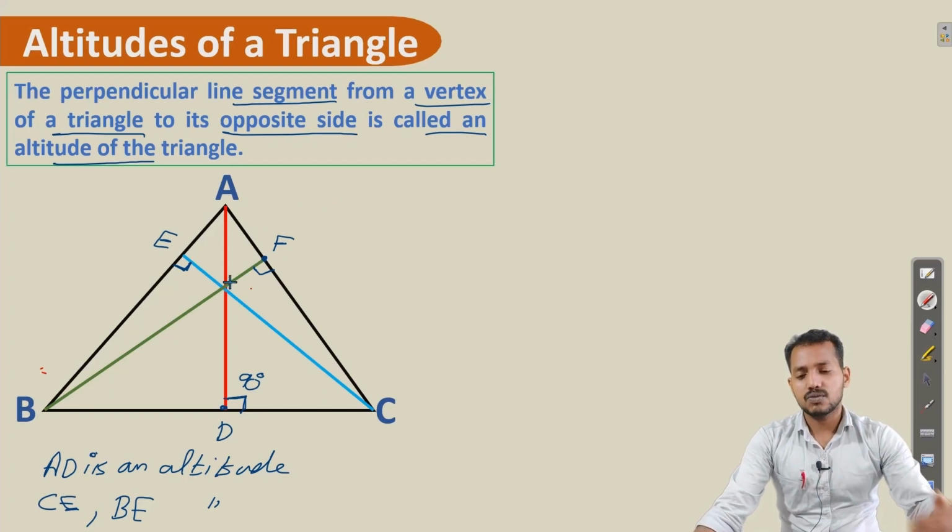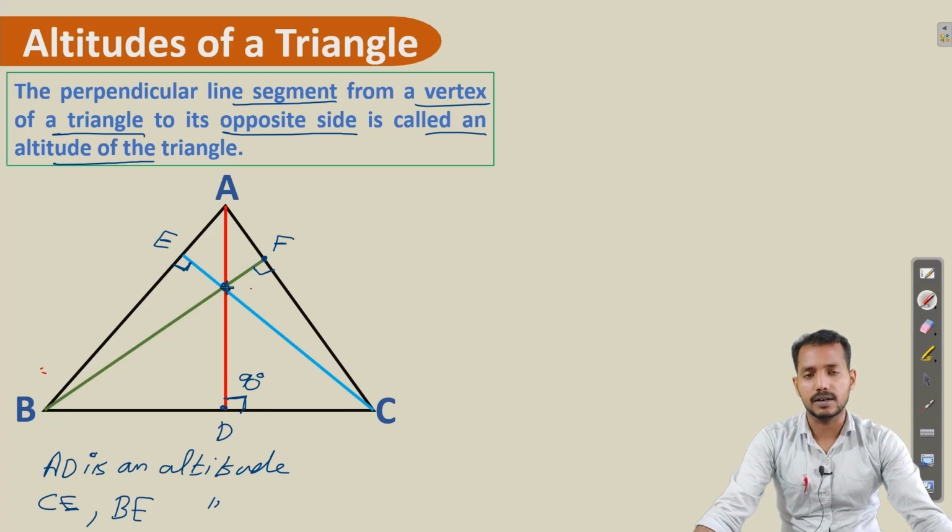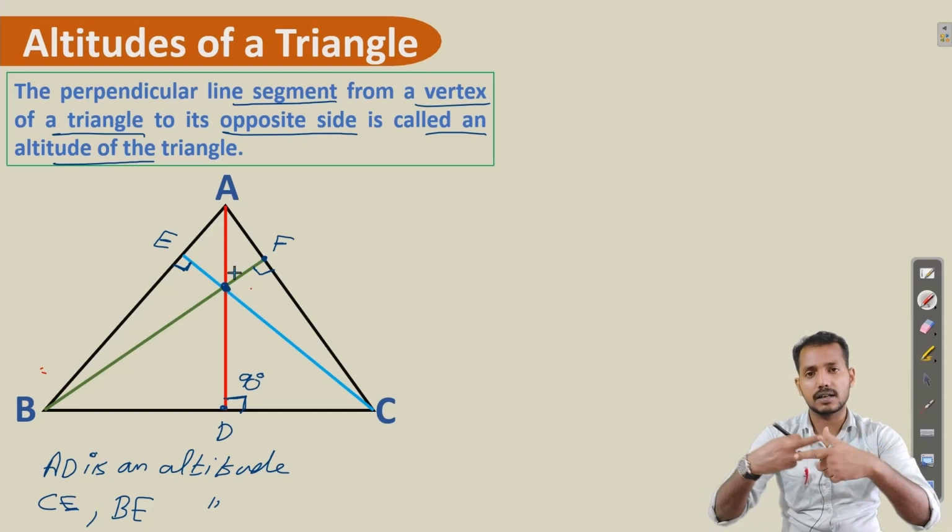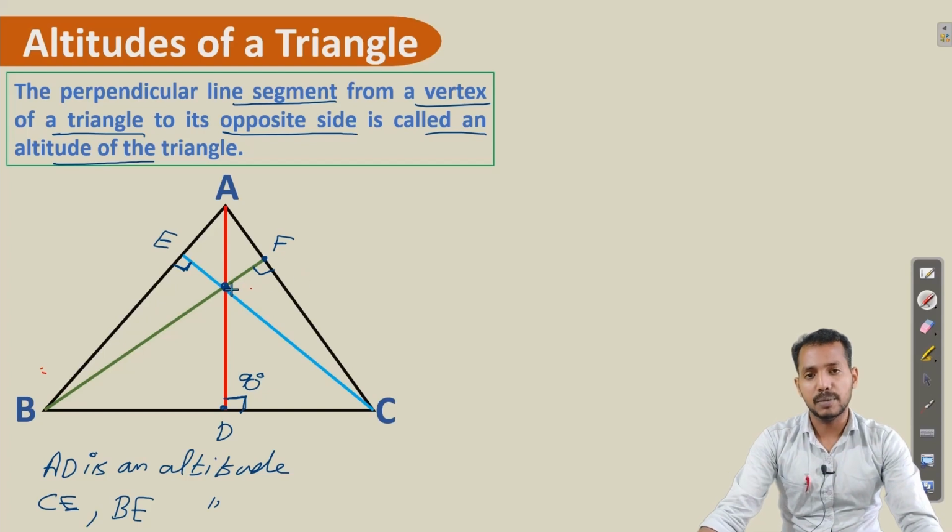Now, as we discussed in the case of median, here also we have an intersecting point in which these altitudes intersect. The point where these three altitudes intersect or meet is called the orthocenter of the triangle.